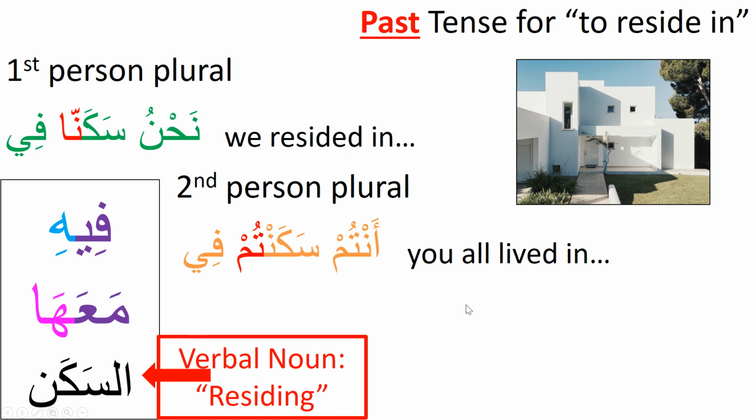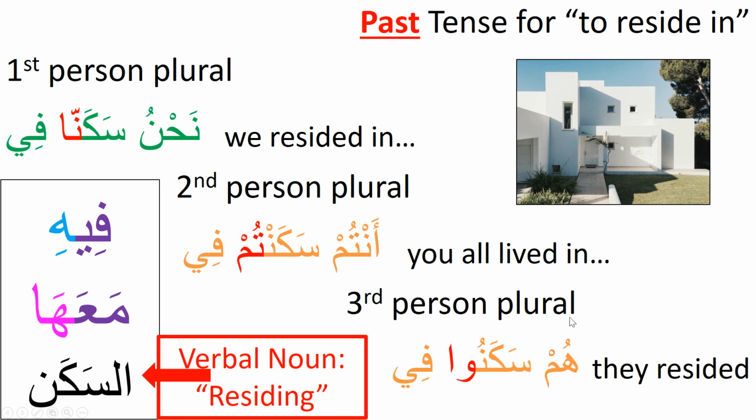Antum sakantum. What about they? Hum sakanu, with a silent aleph at the end. Silent aleph we don't pronounce, but the wow in front of it, we do. It's ooh. Sakanu, they resided. And then you could say fihi, they lived in it. Like fi someplace, balad. Fihi al-balad, in the country, right? Or ma'aha, with her. They resided with her.